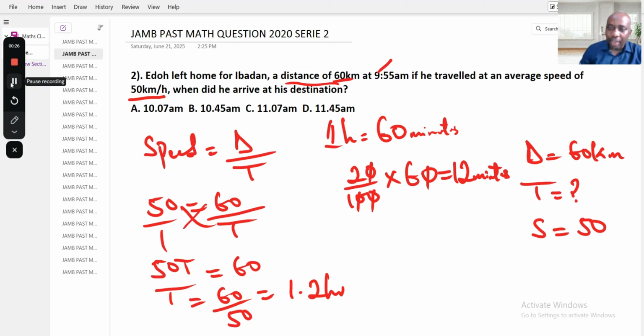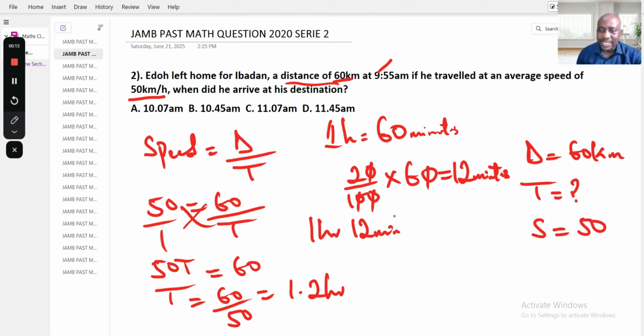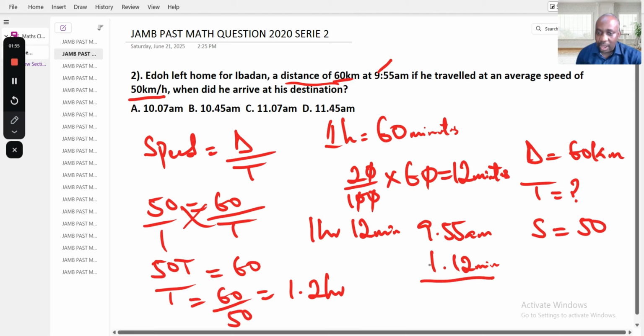Now we got the 12 minutes. Therefore, the total time the man spent is 1 hour 12 minutes for the journey. Now, what time exactly did the man arrive at his final destination? He left Ibadan around what time? 9:55 a.m. plus the time he spent, 1 hour 12 minutes. To know the time this man arrived at his final destination, we are going to add these together.